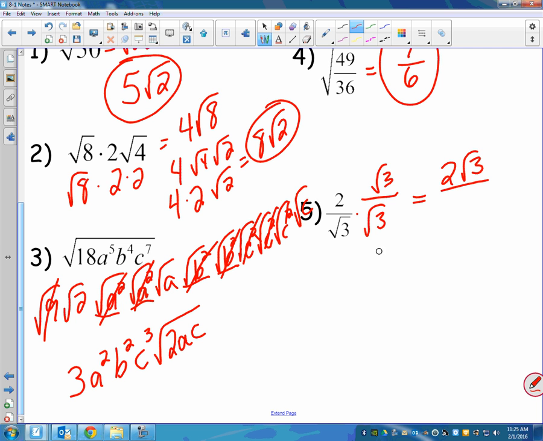Yeah, the square root of 9, which is just 3. And there's this whole debate when you get to pre-calculus. We'll talk about it more. Do we still need to do this? We call this rationalizing the denominator, meaning we want a rational number in the denominator.